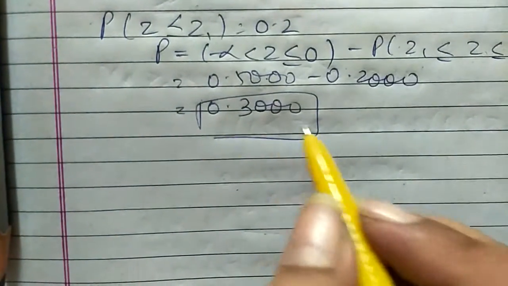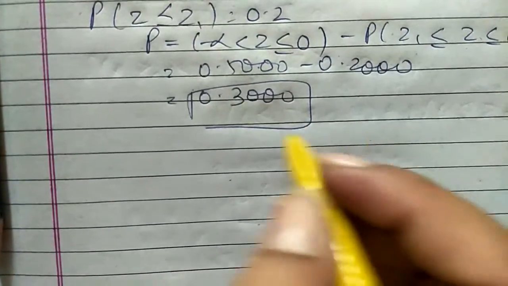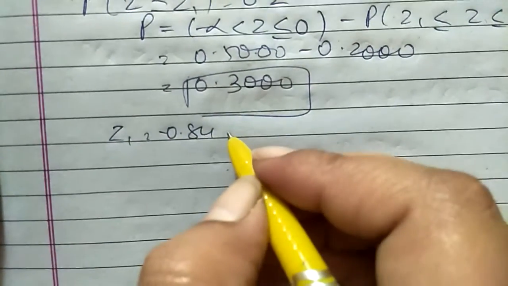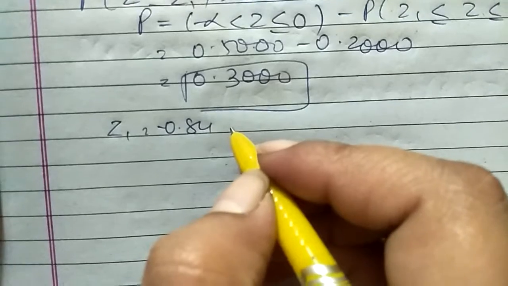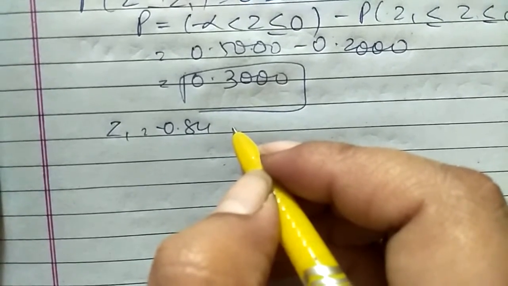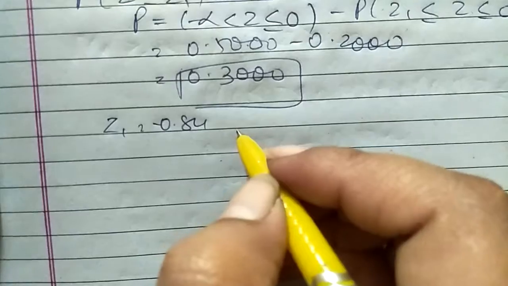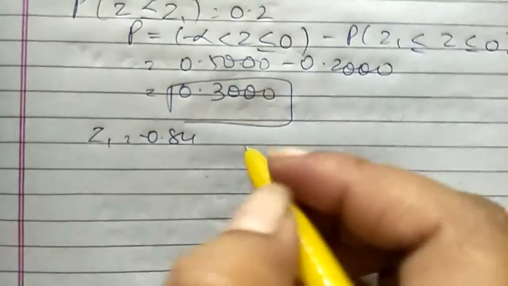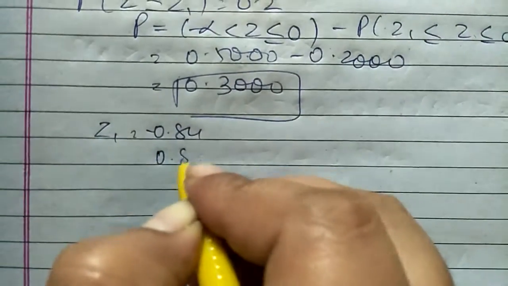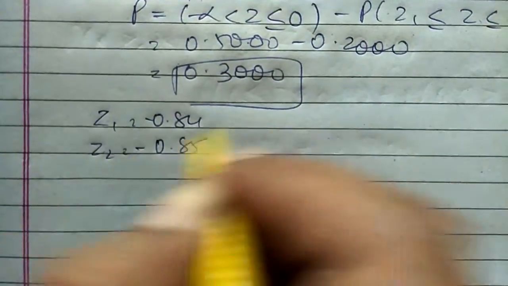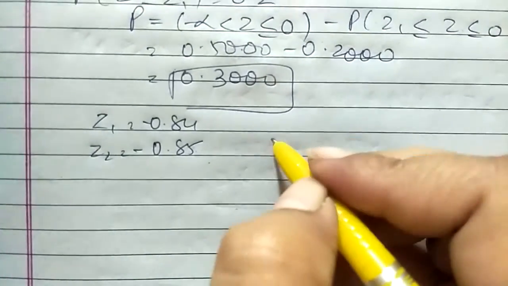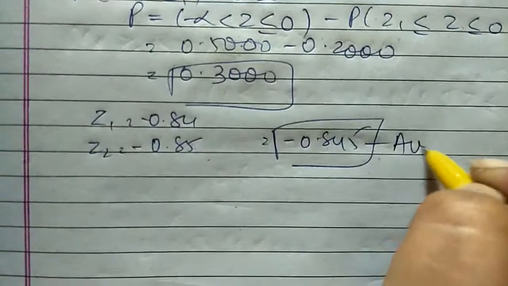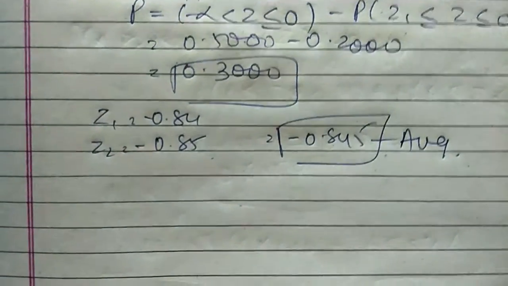Okay, so from the table of area, for 0.2995, z1 comes to minus 0.84, and for the area 0.3023, the value comes to 0.85. Okay, now we will take out the average for both of these. 0.84 plus 0.85, adding both of these for finding out the average, answer comes to minus 0.845. So this is the average value of z1.